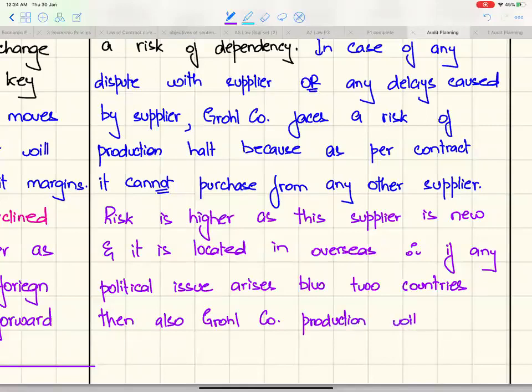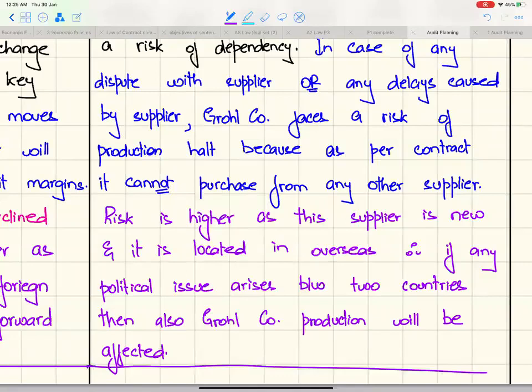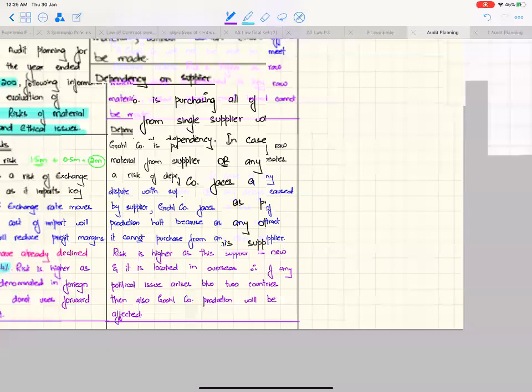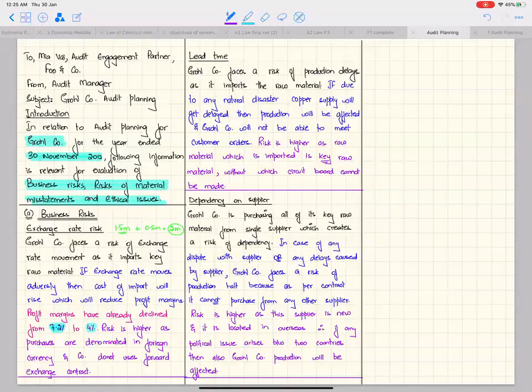Now see, I'm repeating it. Now you are bound to purchase from this single supplier. If due to political issues, the trading between the two countries is suspended, or paused, or delayed, then Grohl company will have no other option than to wait for this supplier, because as per contract, it cannot purchase from anyone. Or maybe it has to wait for some time before finding a new supplier, because it needs a reasonable cause if it wants to change the supplier.